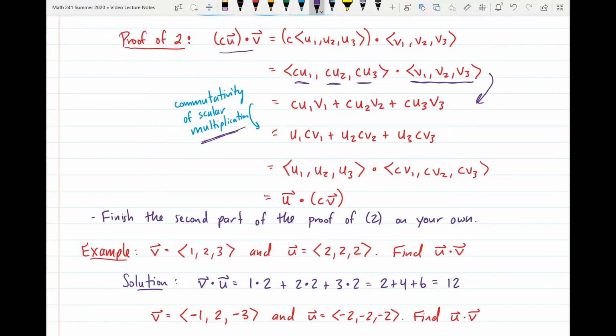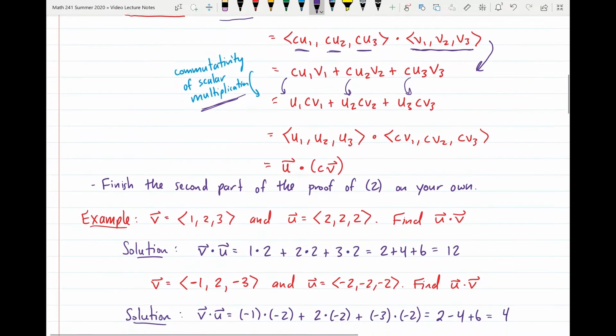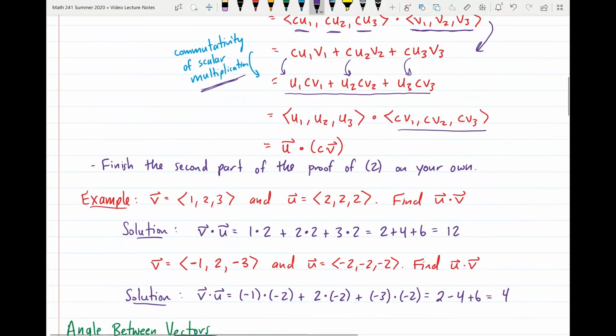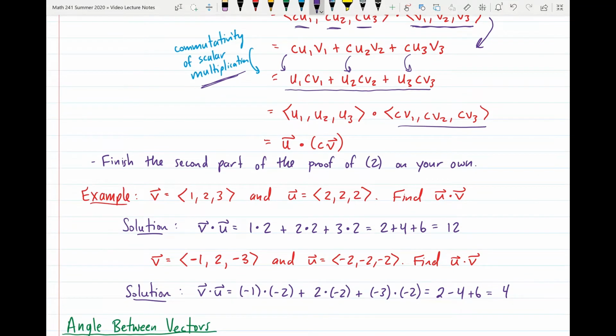So we can switch U1 and C. When we move to this equation here, we can switch U2 and C. We can switch U3 and C. And then if we look at this new equation that we have here, this ends up being the same as our vector U in component form, the dot product of our vector U with C times V1, C times V2, C times V3, this vector over here. And of course, that is just the vector C times V.